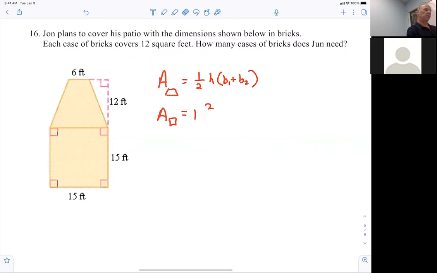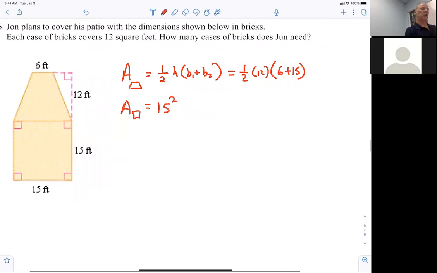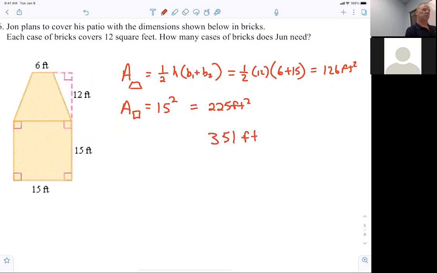Now what I want you to tell me is, what do we have for the height of the trapezoid? Whoa, whoa, whoa. What's the height of the trapezoid, please? 12. And what are the two bases? Thank you. All right, so tell me, what's the area of the trapezoid? How much? 126. Good job. And what's the area of the square? Good work. Total area, please. Josh, I'm really proud of you, buddy. That's good, man. 351 square feet.